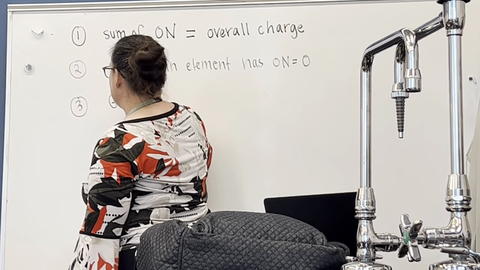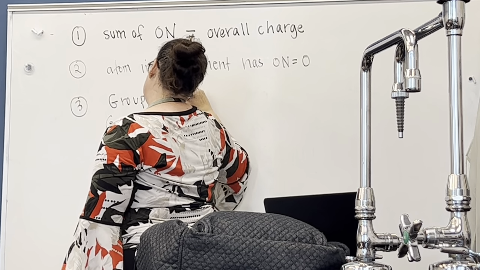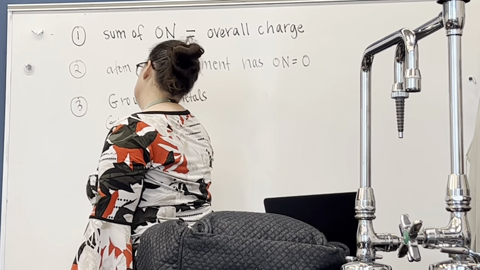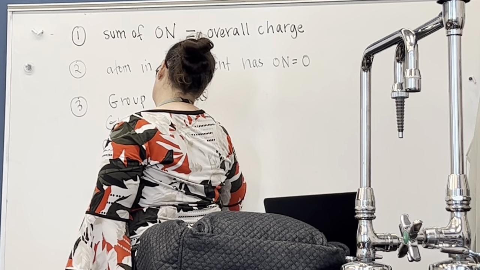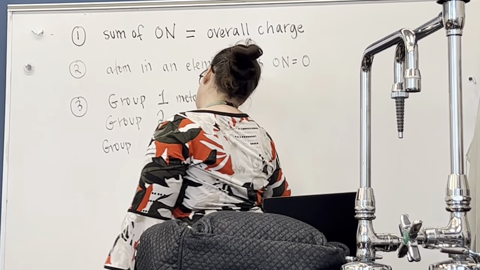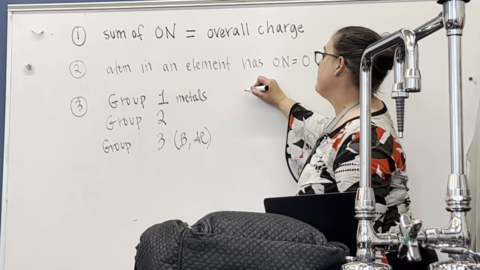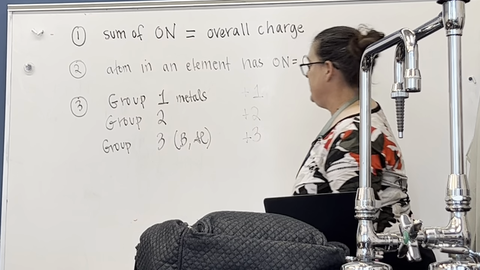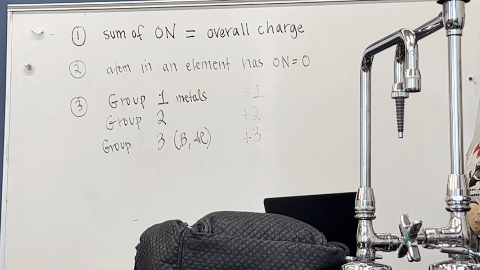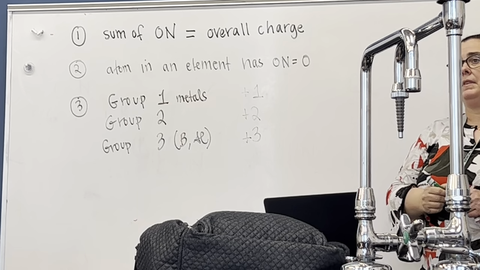The first thing I'm going to do is take the least electronegative things I have in the periodic table. And those are going to be the metals in group 1, group 2, and group 3. And they are going to have oxidation numbers of +1, +2, and +3. What do you think I'm excluding by saying group 1 metals? That's right.